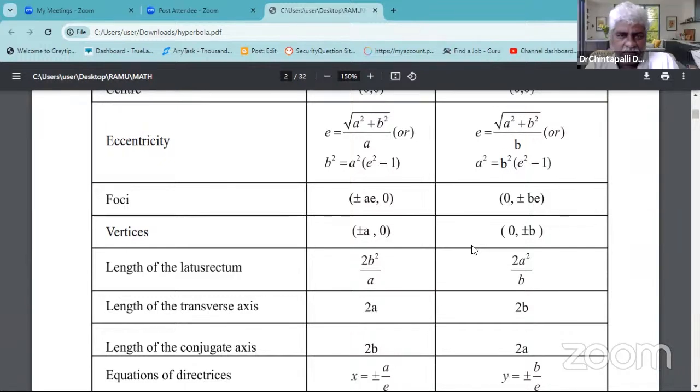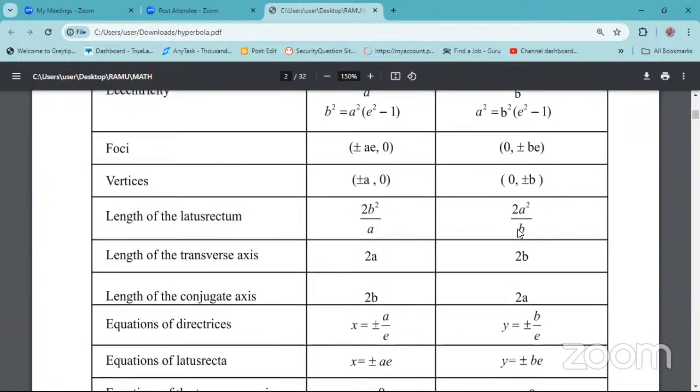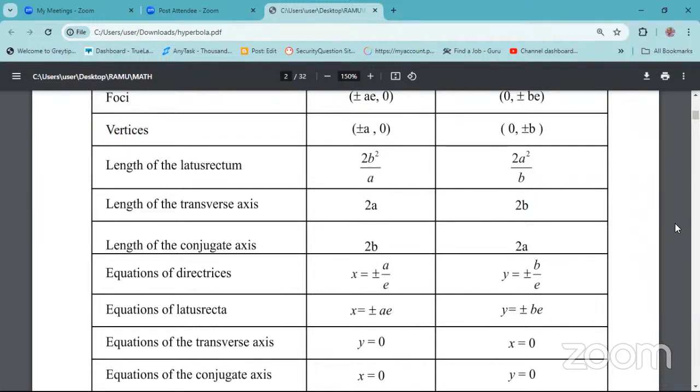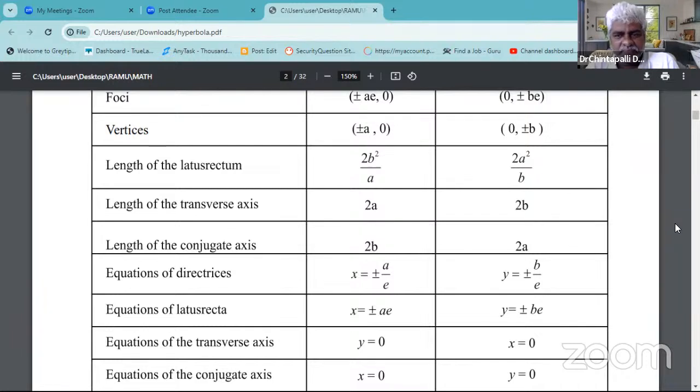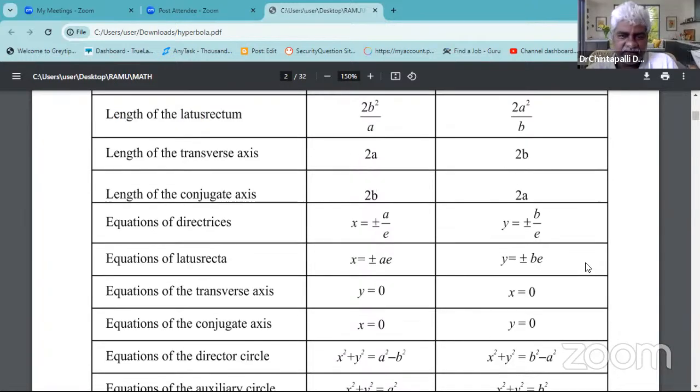Length of latus rectum: it's 2B squared by A, and for conjugate hyperbola, it's 2A squared by B. Next, it's very interesting. Length of transverse axis in the first case is 2A, and for the second case, it's 2B. Reverse. The conjugate axis is, for the first case, 2B, and for the second case, it's 2A. Next, the equation of directrix is X equals plus or minus A by E for the first one, and for the second one, it's y equals plus or minus B by E. That's enough.